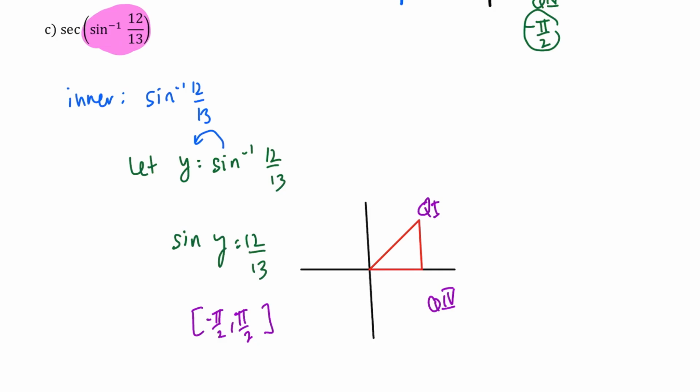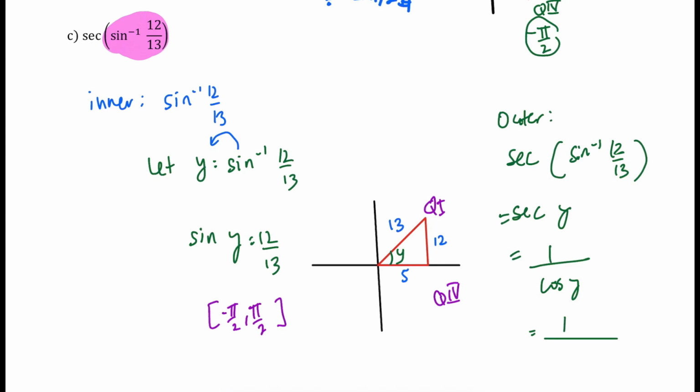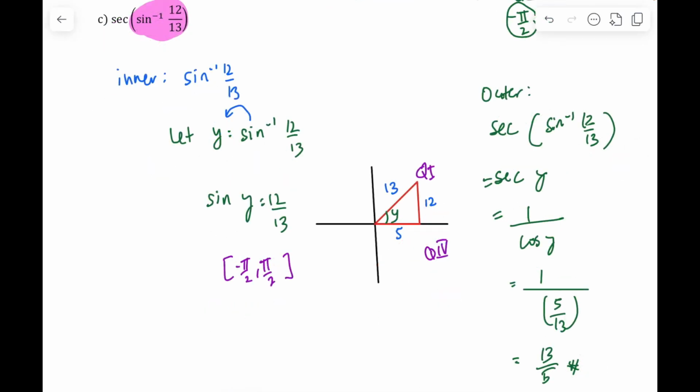So let's draw a triangle here. This is your y. Now let's read the sine: opposite over hypotenuse, 12 over 13. So let's use the Pythagorean theorem to get the other side. This is 5. Now let's focus on your outer function, secant of inverse sine 12 over 13. We already put it as y just now. So secant y. Just read your secant y from the triangle here. Secant is 1 over cos y. So let's read your cos. Cos y will be 5 over 13. Okay, so let's solve that. The final answer will be 13 over 5.